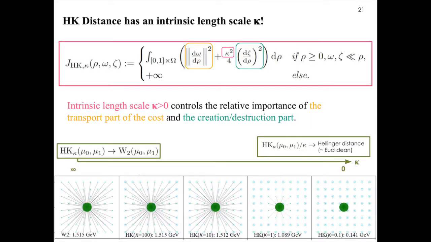So in other words, there is an intrinsic length scale in the definition of the HK distance. Let's take a closer look. Here is a complete general definition for the cost functional we want to minimize for the HK distance. Note the length scale kappa circled in pink. In the previous slide, we set kappa equal to 1/4 for simplicity. This actual parameter kappa controls the relative importance of the transport part of the cost and the creation and destruction part.